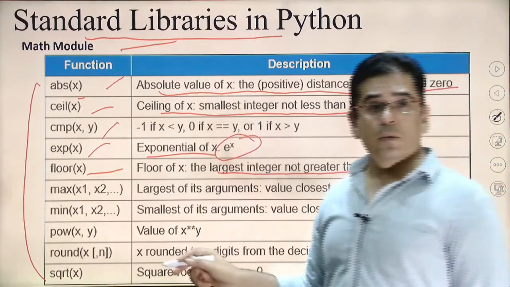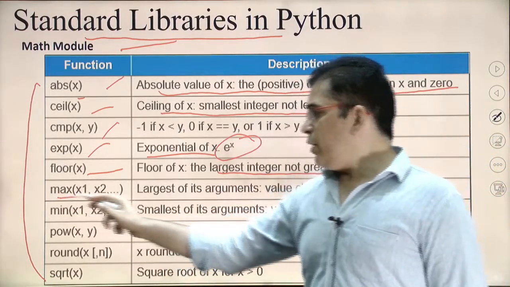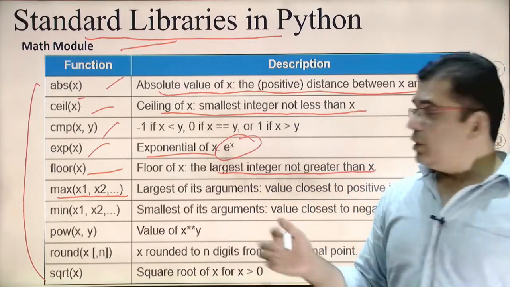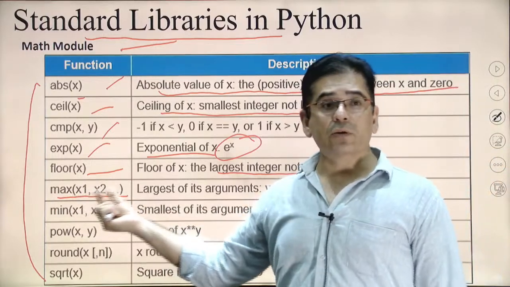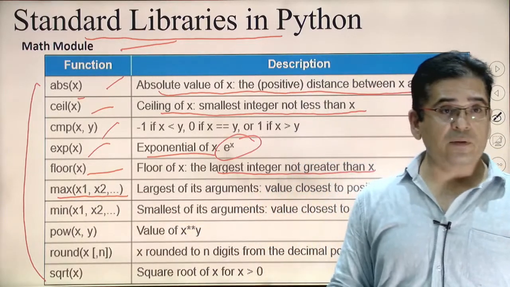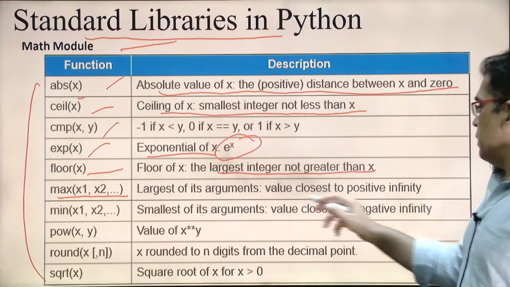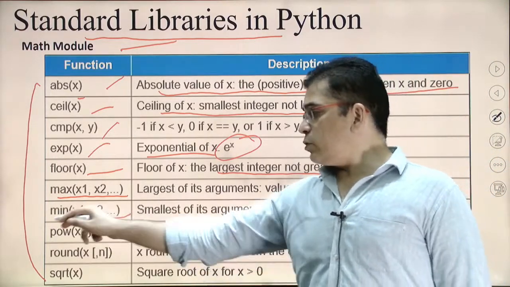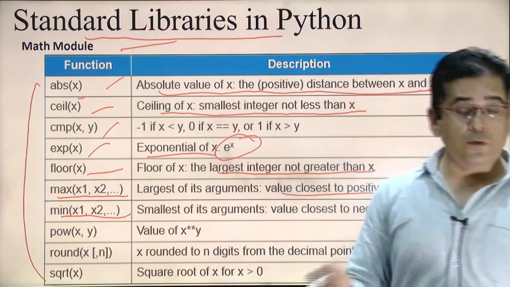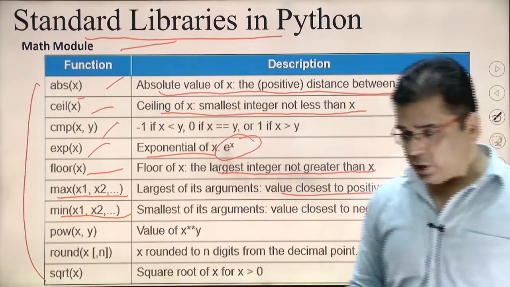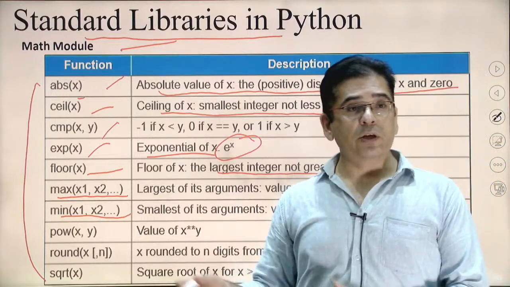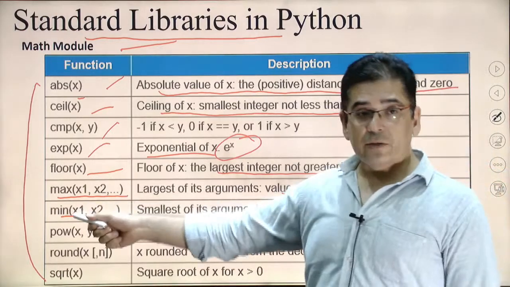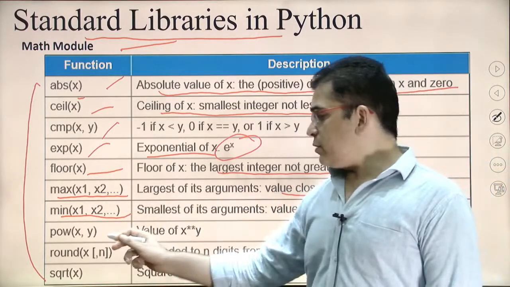The next is your max. If you have a list of numbers and you want to identify the maximum number out of these, simply write the numbers like x1, x2, x3 within the brackets of the max function. In the output you will get the maximum value. Min, x1, x2 will tell you the smallest of all the arguments. If you want to find the smallest number, you can take it as min x1, x2 up to xn.